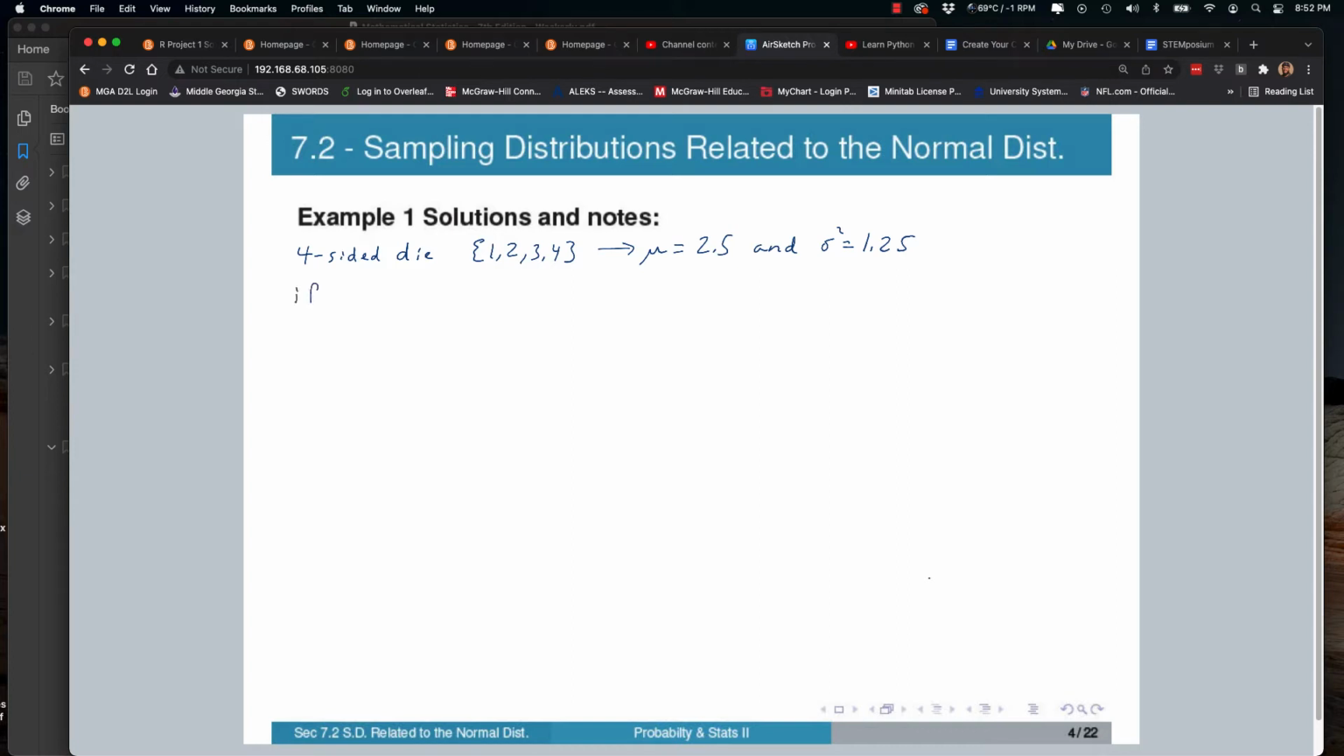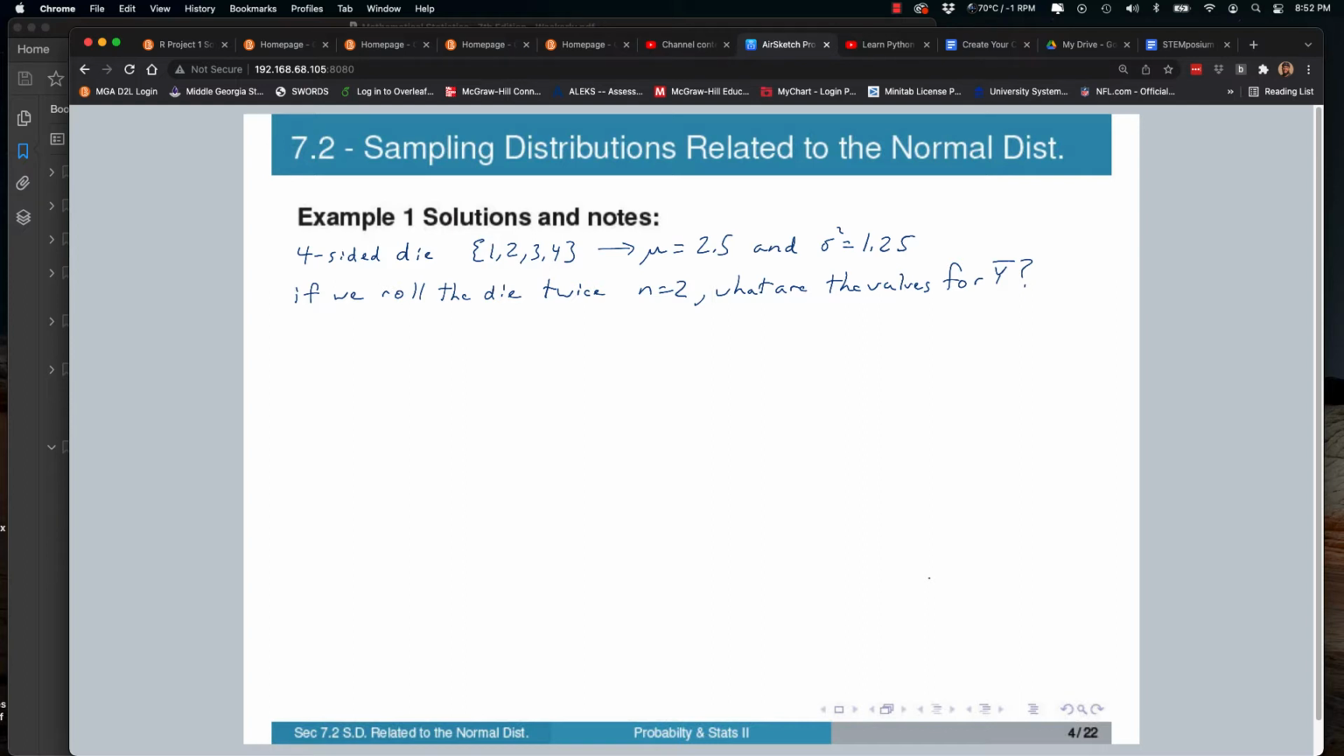So if we roll the die twice, right, we can get a sample of n equals 2, and we can observe the numbers on each face and then average those numbers together. All right, so the question is, what are the possible values for y bar? That's really the question. So we need to come up with all the outcomes.